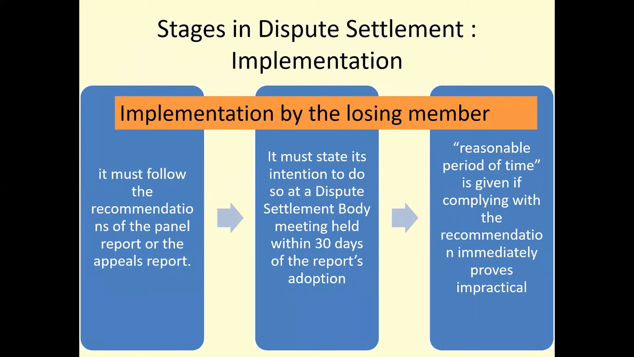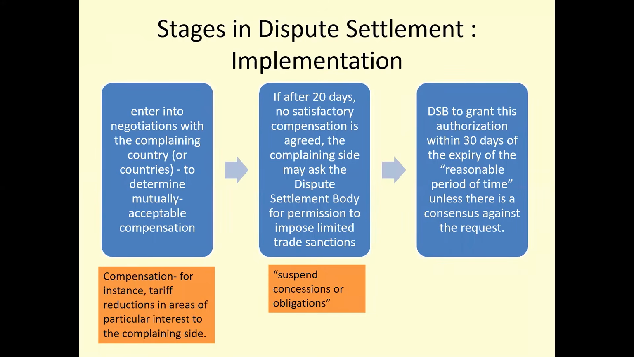After the appellate body has submitted its findings, the losing member must follow the recommendation of the panel report or the appeals report, and must state its intention to do so at a dispute settlement body meeting held within 30 days of the report's adoption. If complying with the recommendation immediately proves impractical, the member will be given a reasonable period of time to do so. If it fails to act within this period, it has to enter into negotiations with the complaining country in order to determine mutually acceptable compensation. For instance, tariff reductions in areas of particular interest to the complaining side.